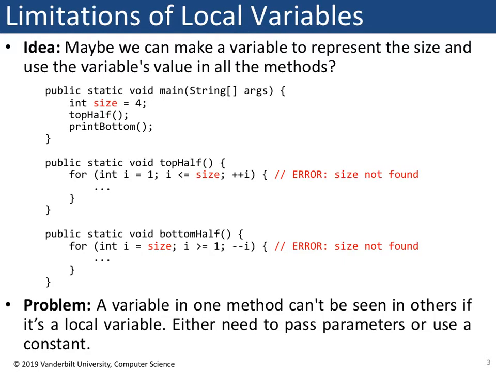So one potential option is to make a variable to represent the size in the main function and then use the variable's value in all of the methods. However, if we were to do this, the variable which is in the main wouldn't be available in each of the other methods. So we would need to either pass parameters or use a class constant. That was my way of reminding you about variable scoping. So a variable that is declared in the main does not exist in the scope of another method.